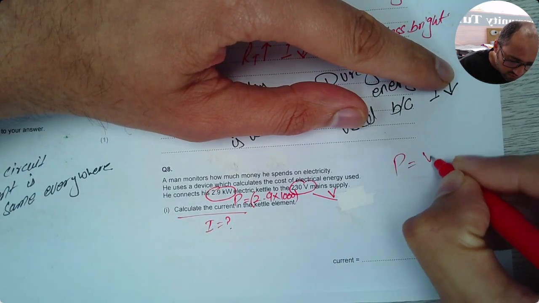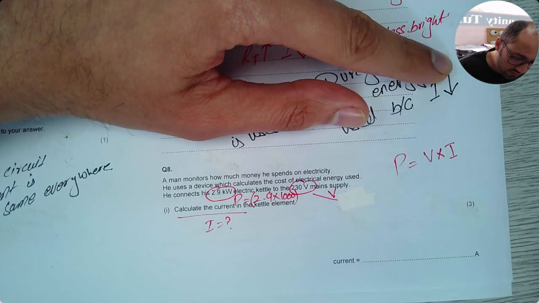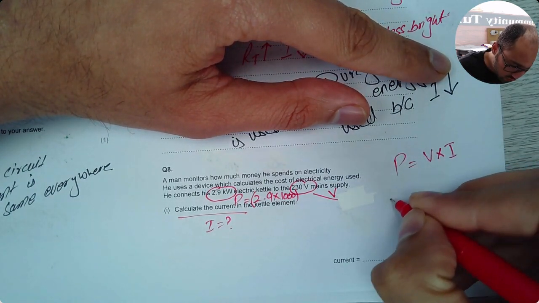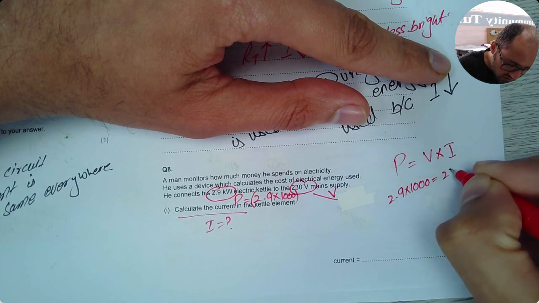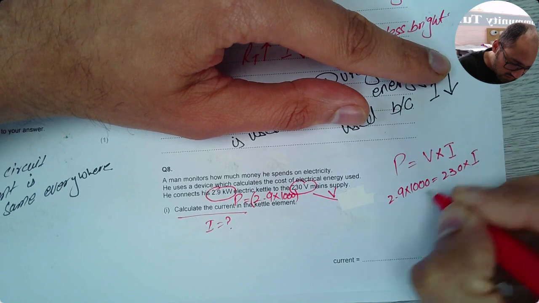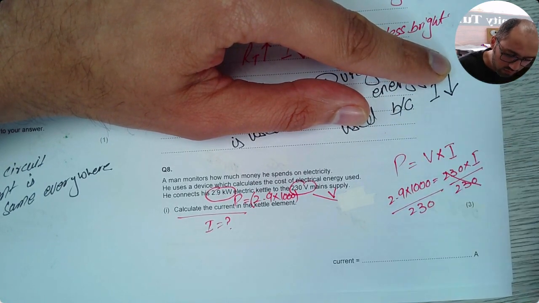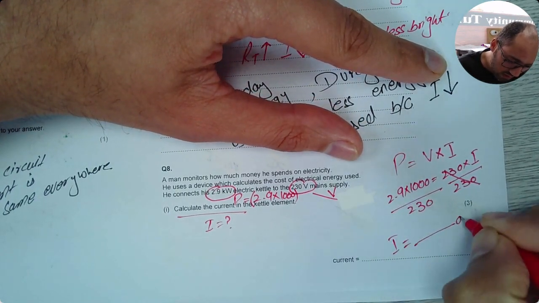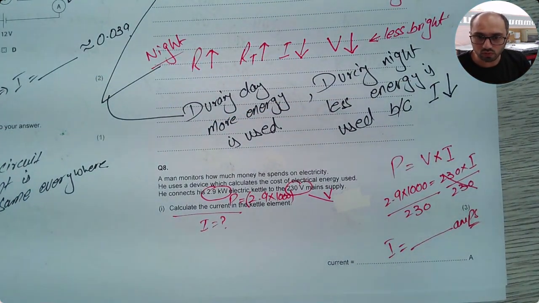I'll use the equation P equals V times I. I've already done the conversion. You just have to plug the values in and you'll be able to work out the answer. So you can say it will be 2.9 times 1000 equals 230 times I. Divide both sides by 230. And if you put the left side in your calculator, it will give you the value of current in amps. The unit conversion is very important.